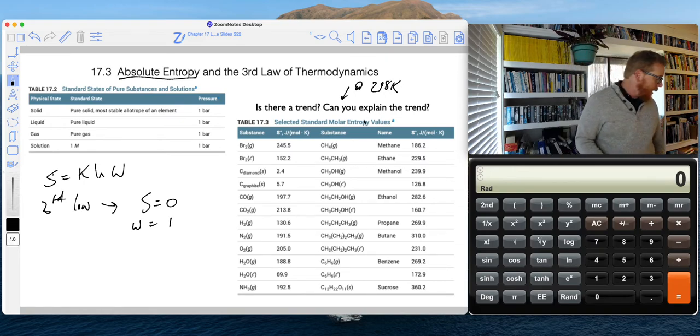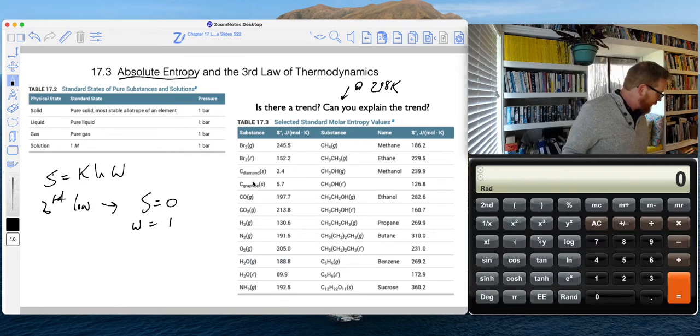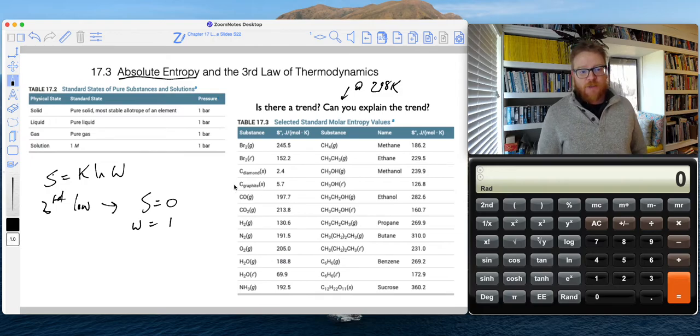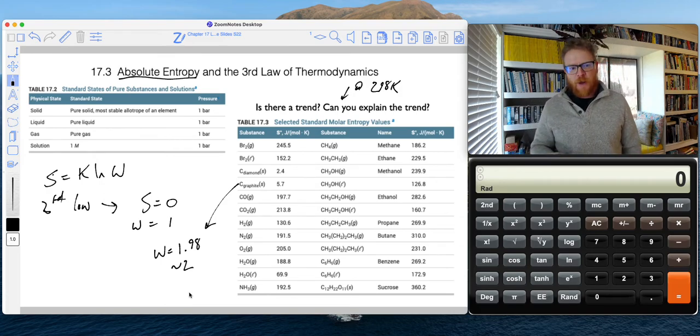So what I find amazing about that, if we were to actually calculate the number of microstates for diamond and graphite, let's see, I did it for graphite. At 5.7, we get W to equal 1.98. So basically call that 2. So that's pretty incredible. That indicates graphite, even at room temperature, is a very low entropy material. So it is a very orderly, regular material.